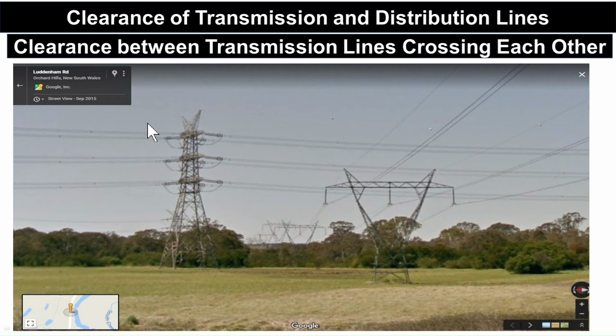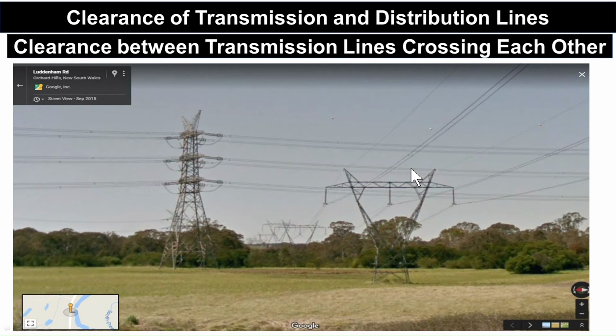At various places you are seeing transmission lines crossing each other. Like this, you can see one transmission line is going in this direction and another transmission line is going in this direction. They are crossing each other at this point. What should be the vertical distance between these transmission lines at the point of crossing, so that they do not affect the power transmission of each other?